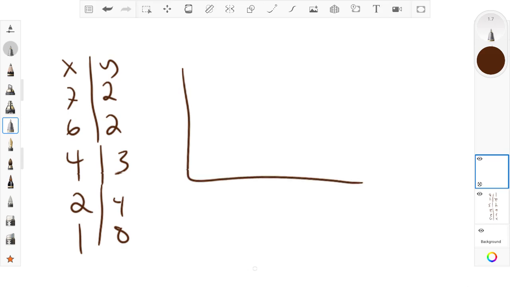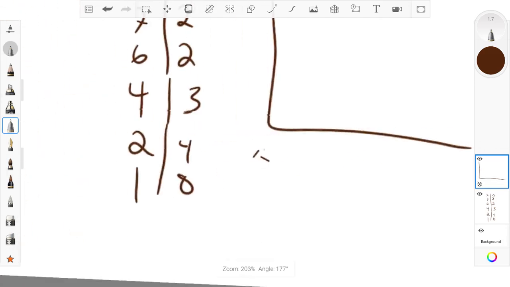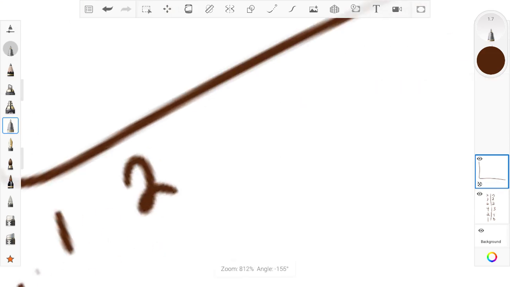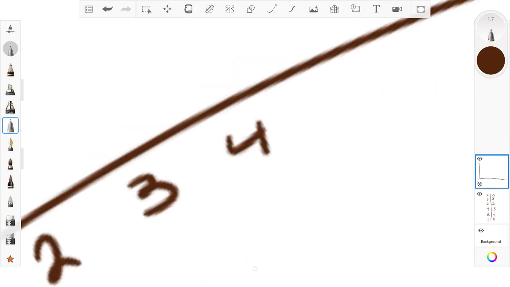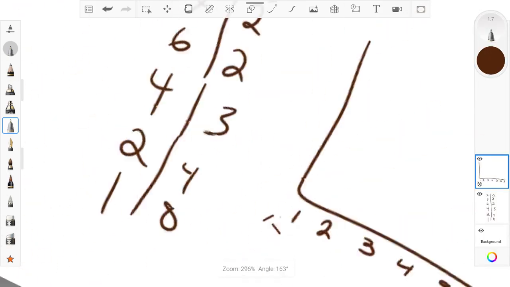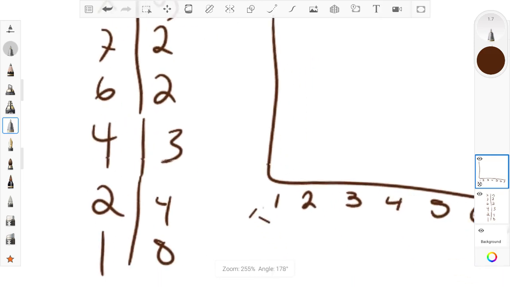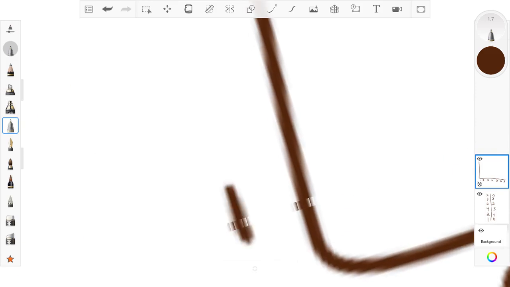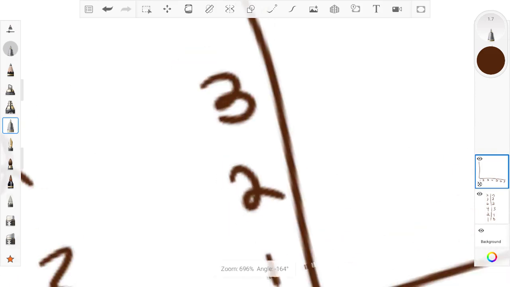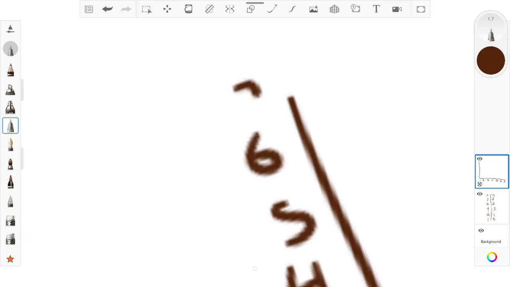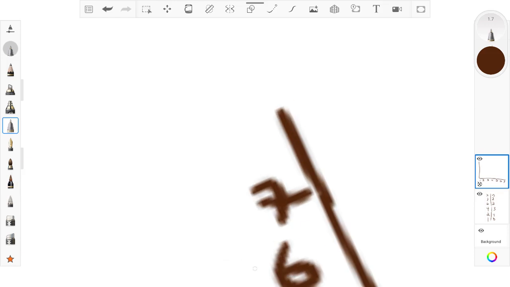Now, let's draw our scatter plot here. Along the x-axis, we have values going up to 7, so we'll do 1, 2, 3, 4, 5, 6, 7. And then along the side, we have our y values going up to 8. So we'll do the same over here: 1, 2, 3, 4, 5, 6, 7. Draw this out a little bit longer. 8.